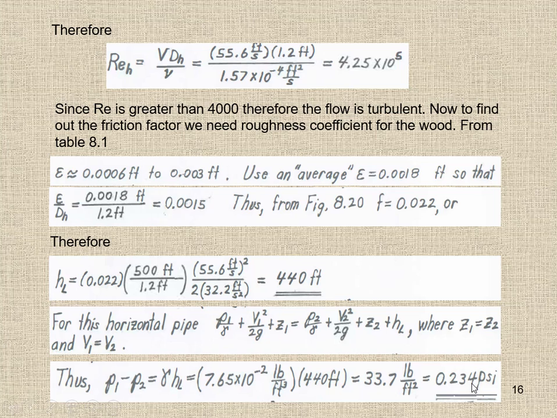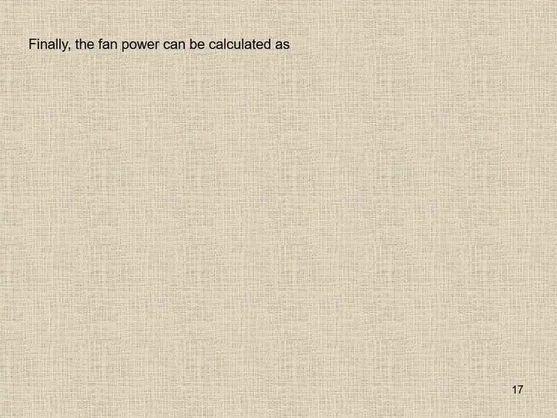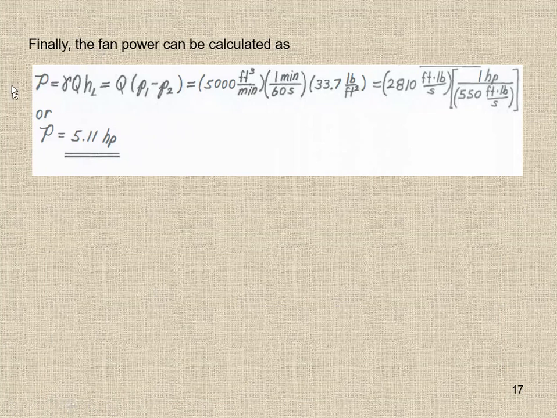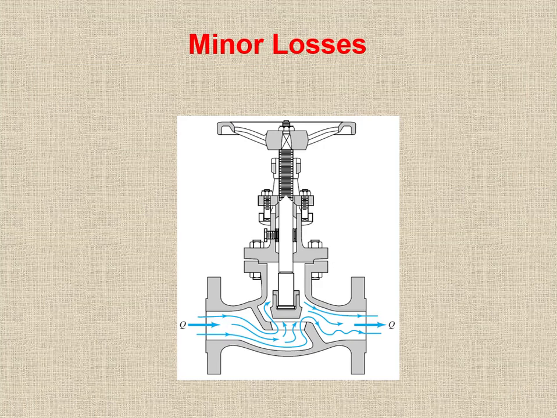Now if you multiply this with the volume flow rate, we will get the power, which is 5.11 HP. You can convert it into watts also, but since we have to calculate the fan power, normally we discuss the motor of the fan in HP. So this is how we solve the problem.